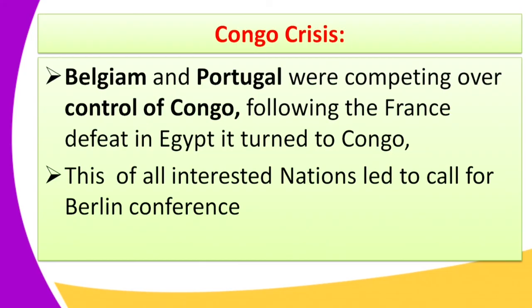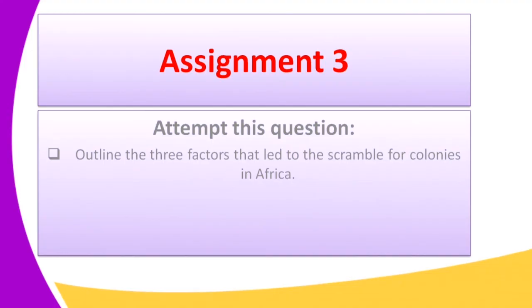As we wind up the lesson today, I want to give you some assignment to go and try at home, so that in the next lesson we shall be able to pick from there and discuss the question in detail. So this question is, outline three factors that led to the scramble for colonies in Africa. We have discussed these factors. So it is up to you. You go and answer this question. Do your thorough research on the same, so that in the next lesson we shall be able to explore the answers for this.